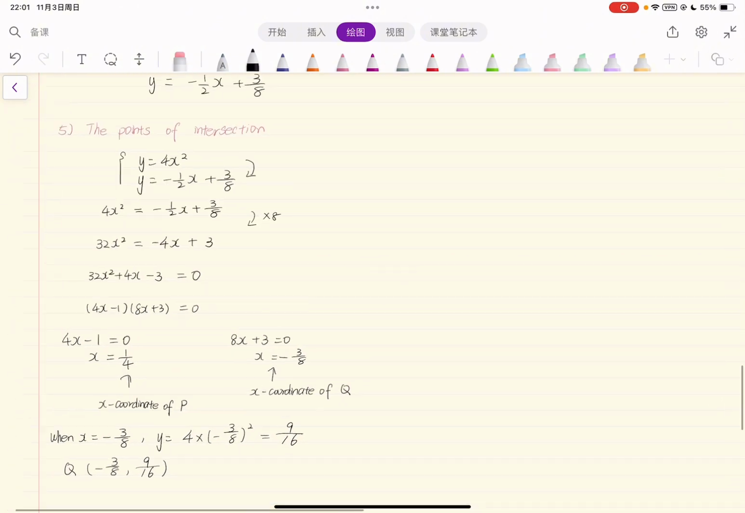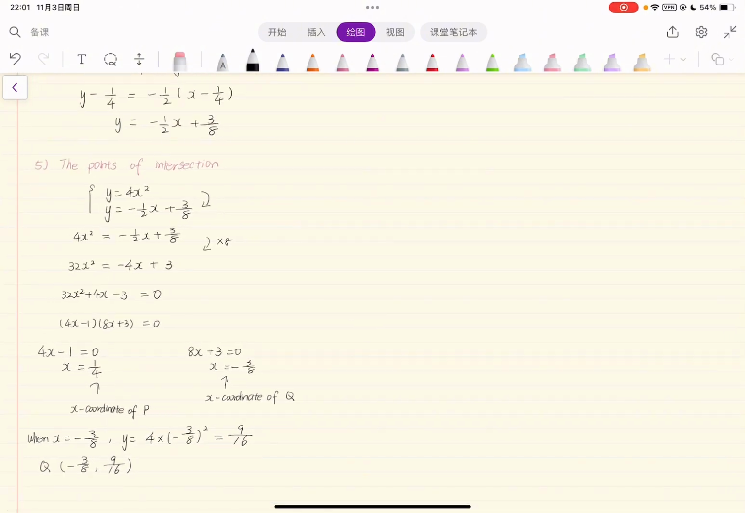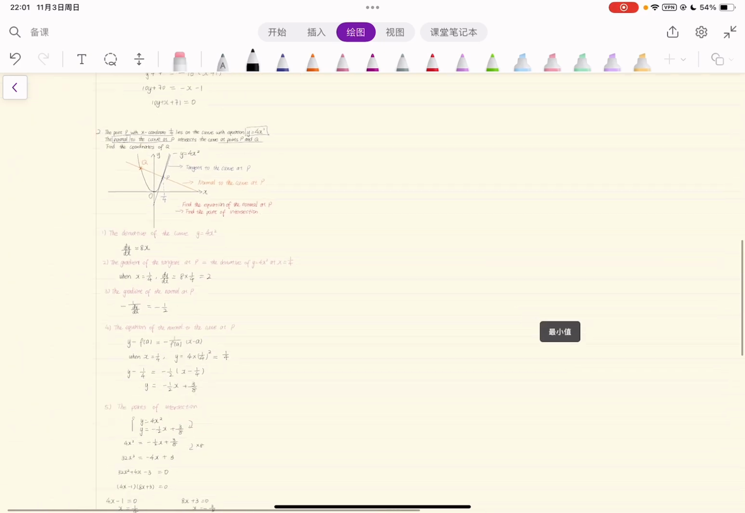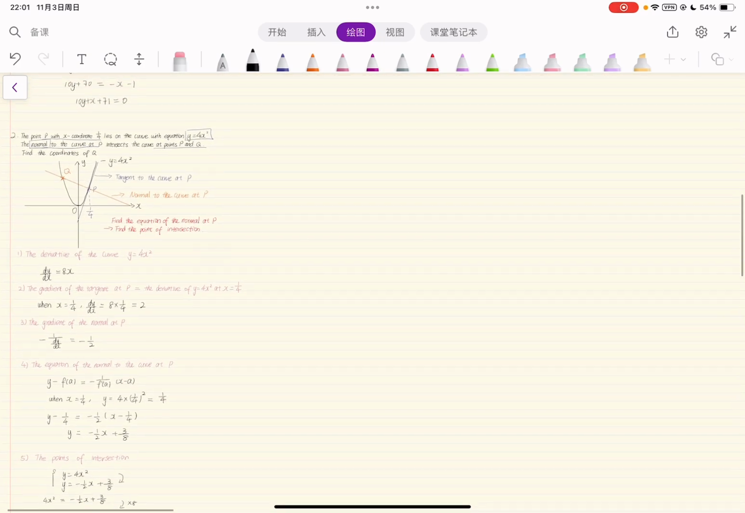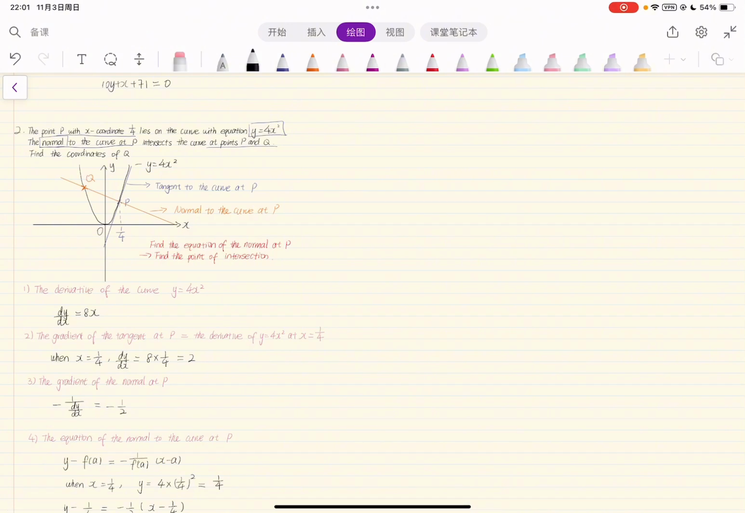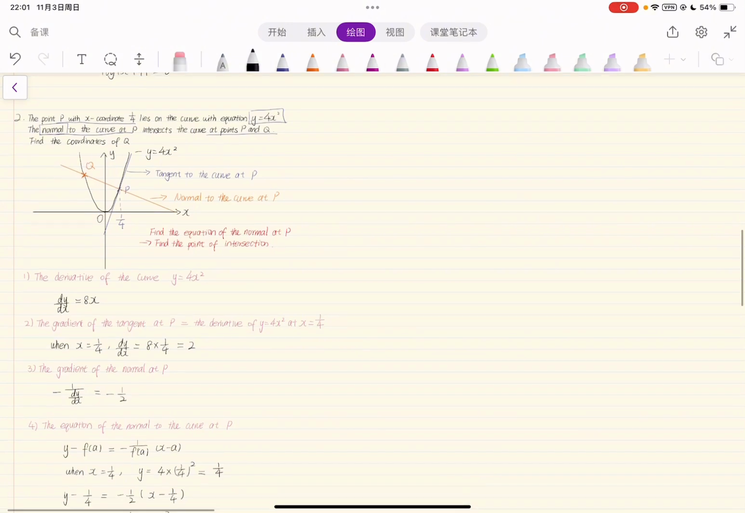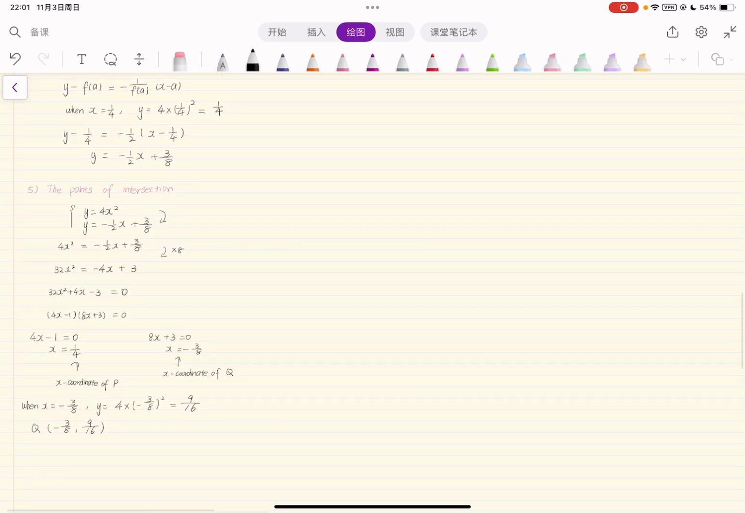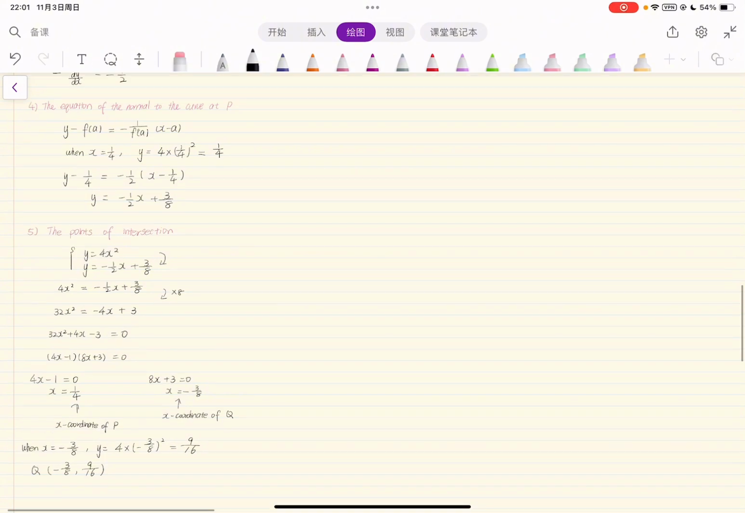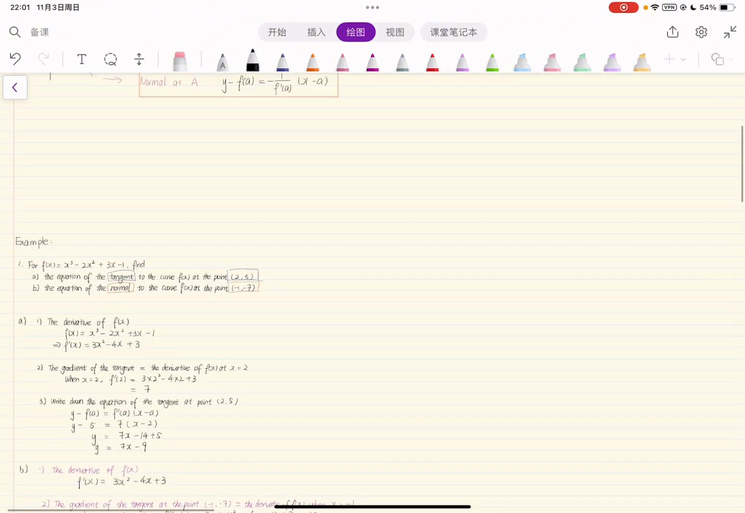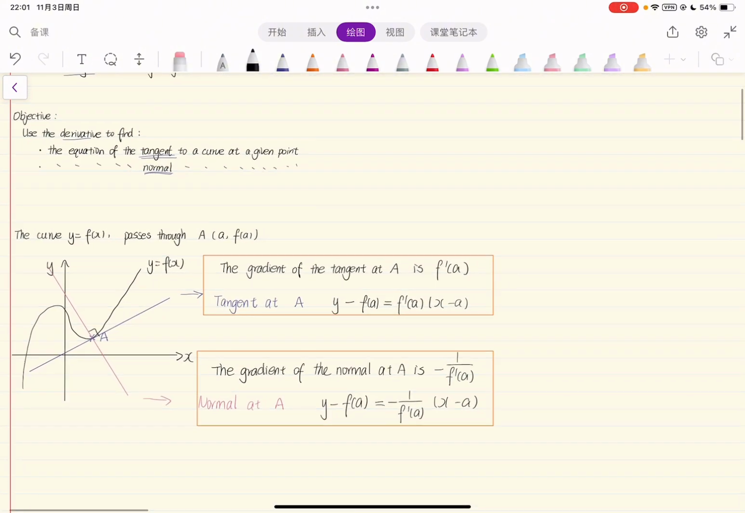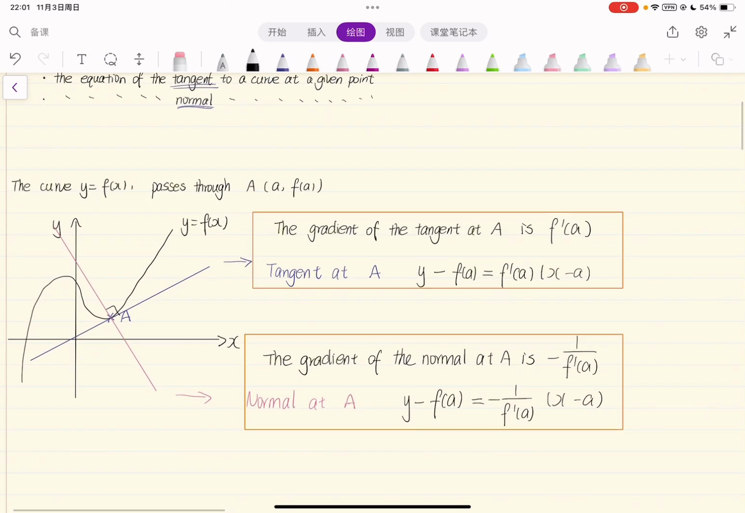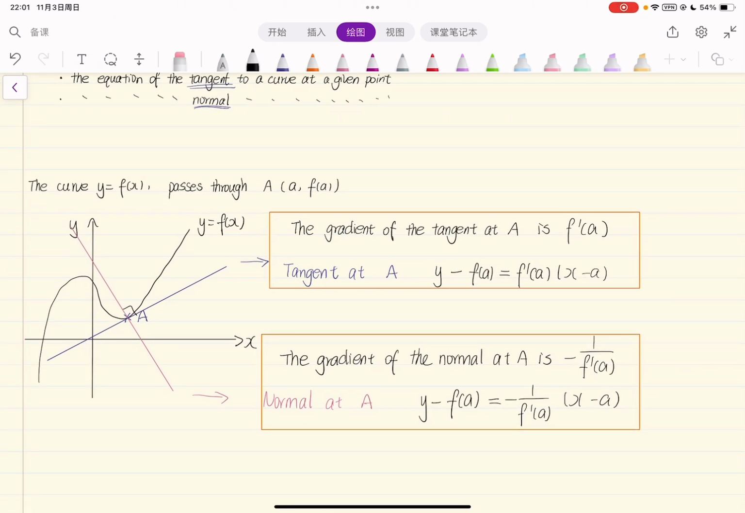So we have done this question. For this lesson, we learned how to find the derivative, and thus we can find the equation of the tangent and the normal to the curve at a given point.